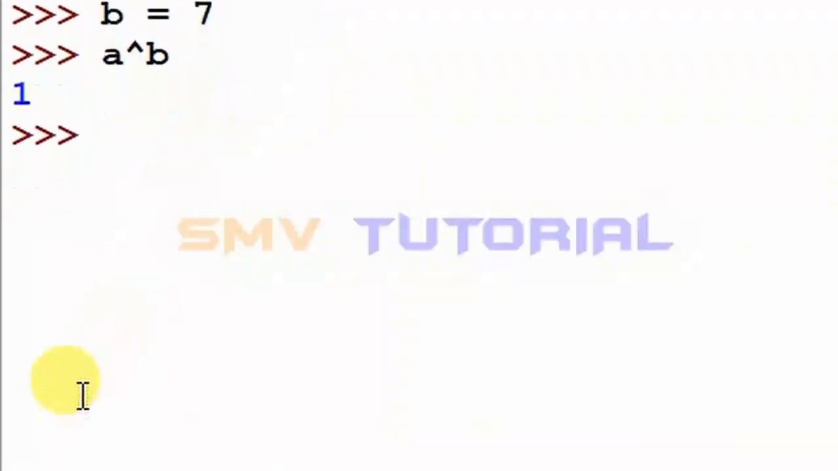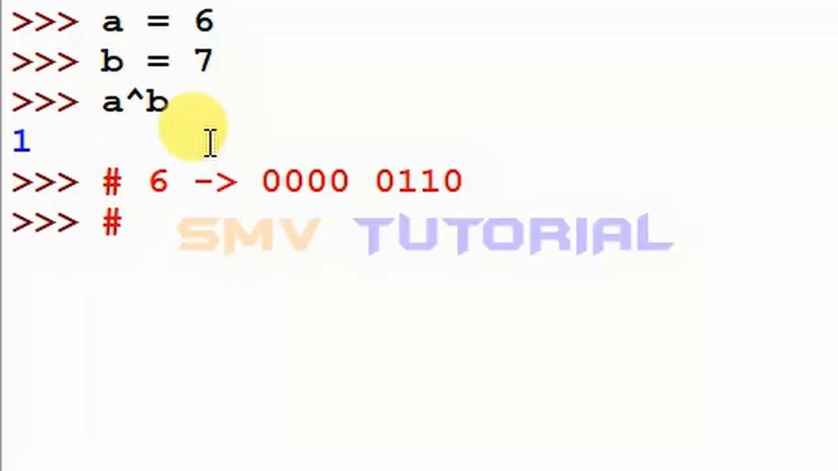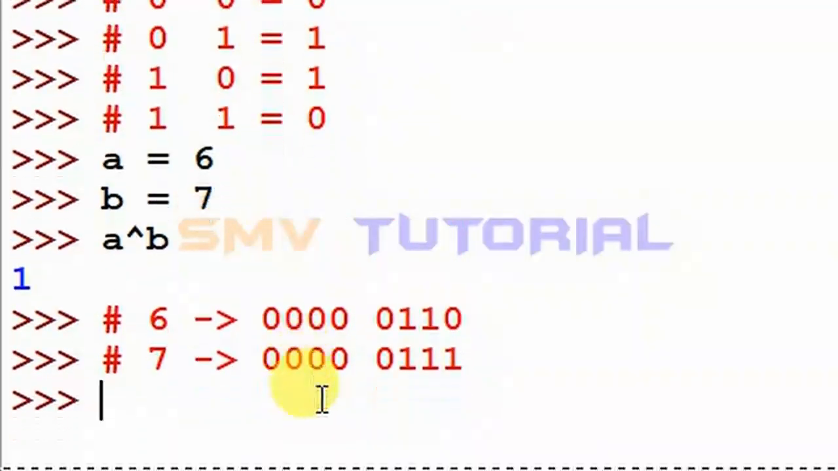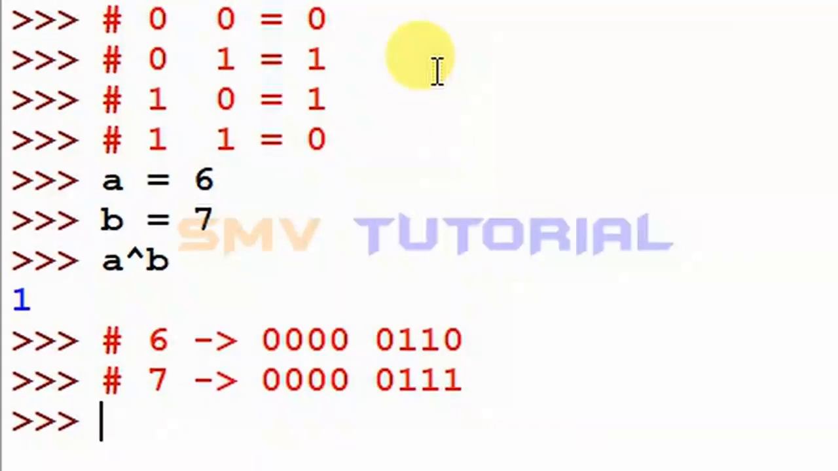First you take the binary values of 6 and 7. The binary value of 6 is 0000 0110. And the binary value of 7 is 0000 0111. Next, check these 4 conditions and apply them to the two values. So I add the values.